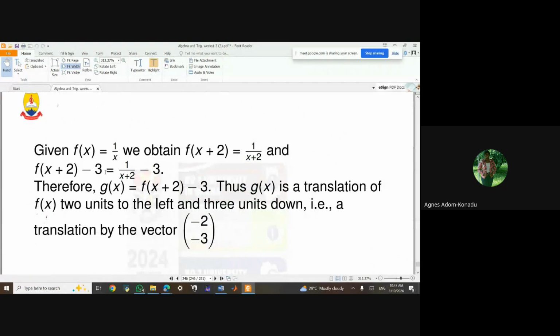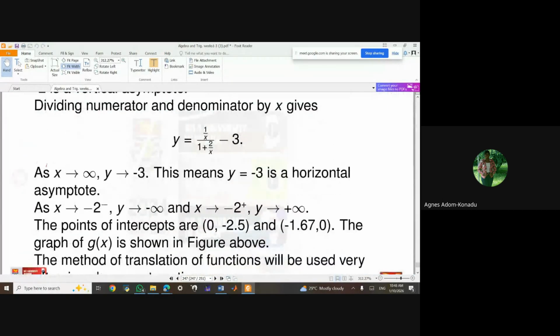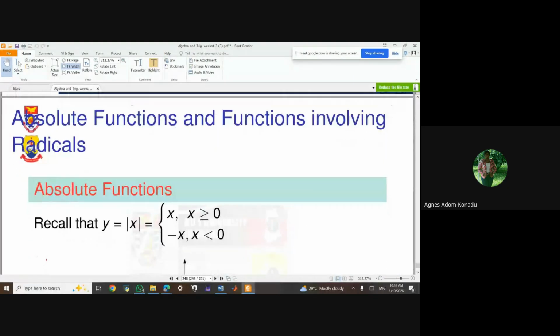Okay, so that's the next one. They are saying that this is x plus 2, so 1 over x plus 2, and then the minus 3. So I have f of x plus 2 minus 3. That is, g of x is a translation of f of x, 2 units to the left and 3 units down. So it's the same as the translation vector (-2, -3). An alternative approach is to use long division to get that.